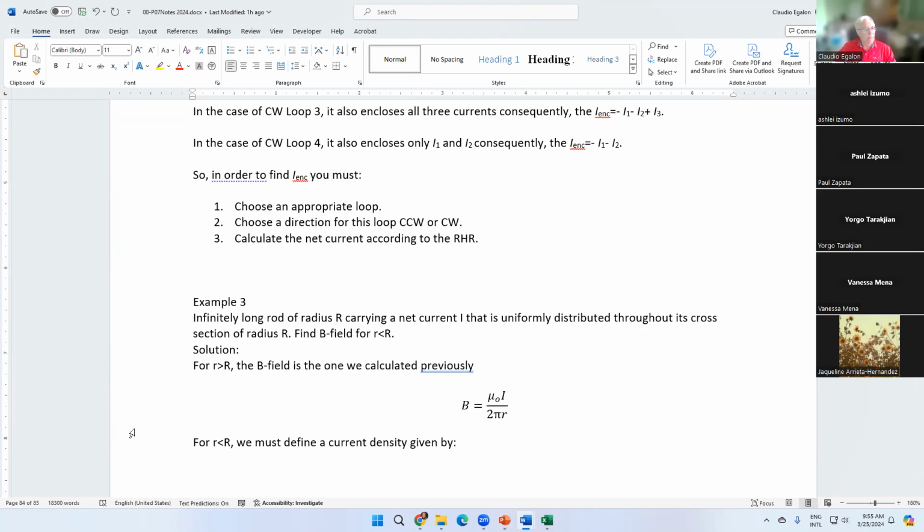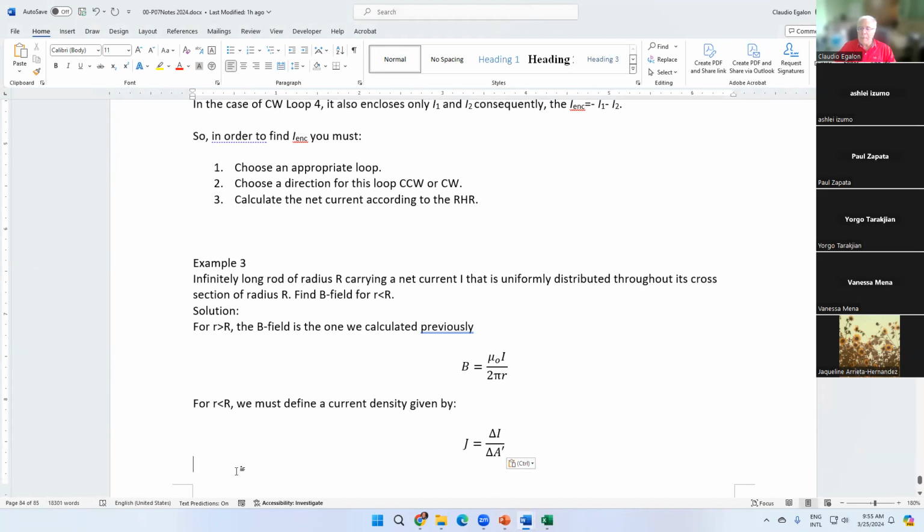In order to do that, we must define a current density that's given in terms of the cross-sectional area of the wire, right? Since the current is uniformly distributed through the wire, this current density is going to be the net current divided by the net area. And the net area is going to be given by the area of this circle of the wire. 4 pi r, no, it's not 4 pi, sorry. It's pi r squared. Do you see that? That's what J is all about. It's a very useful definition here, this J.